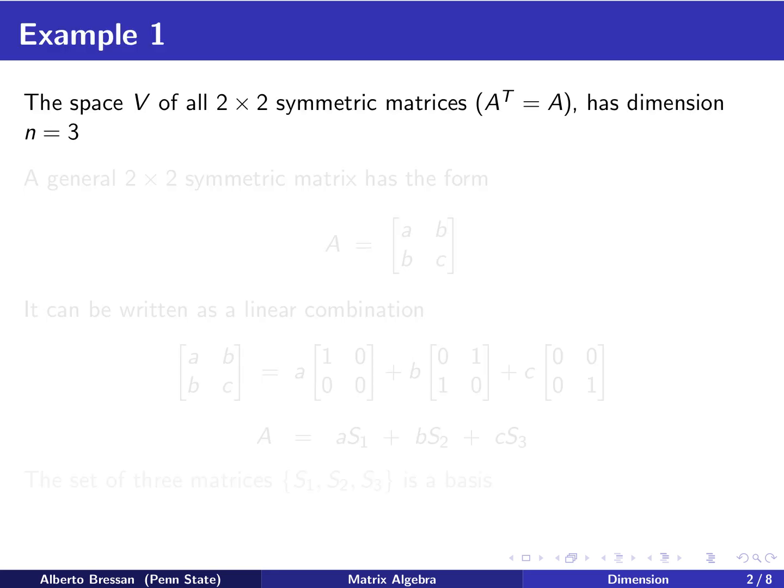Now first, we will go through some examples of showing you that certain vector spaces have certain dimensions and give some reasons for that. Okay, so the first example is the following. The space of all 2 by 2 symmetric matrices, which is A transpose equals A, and the space V here will have dimension 3.